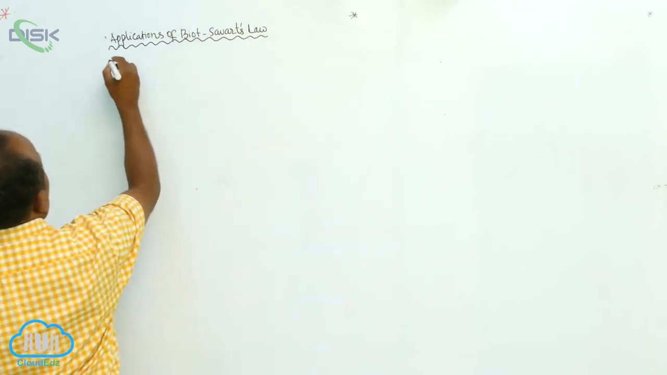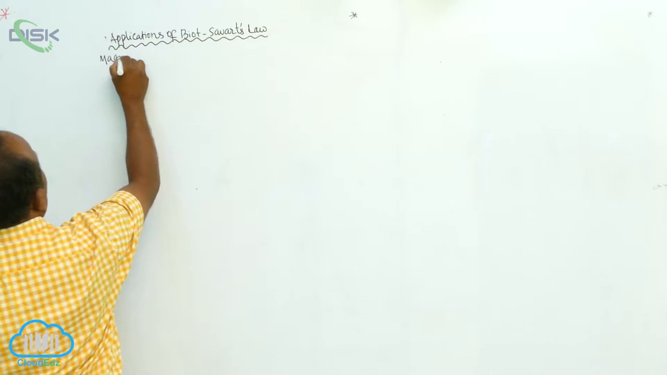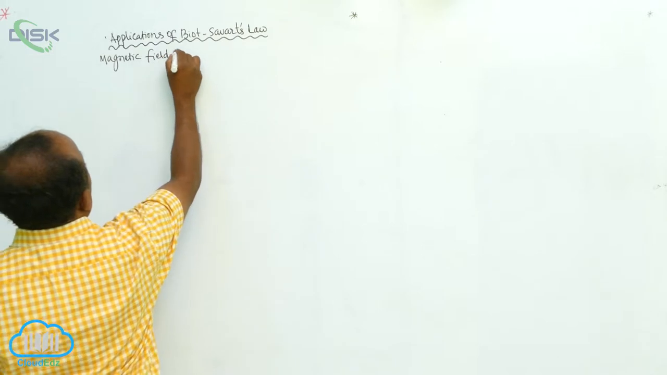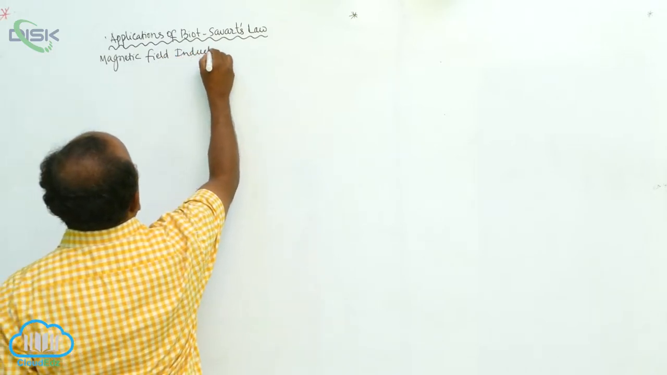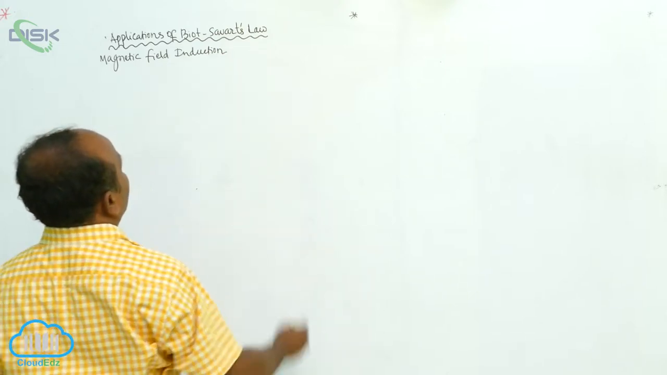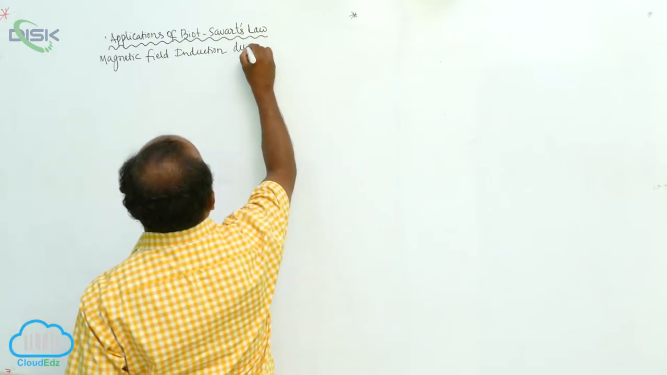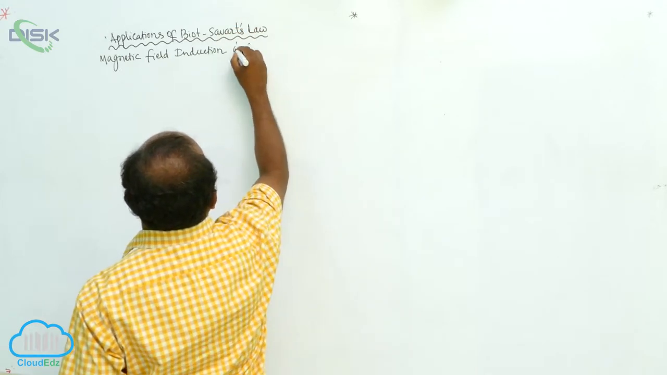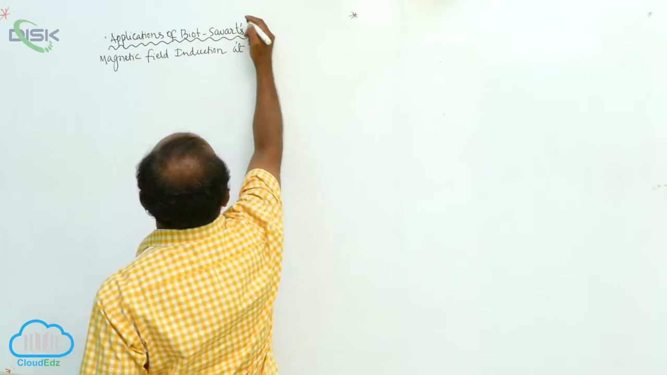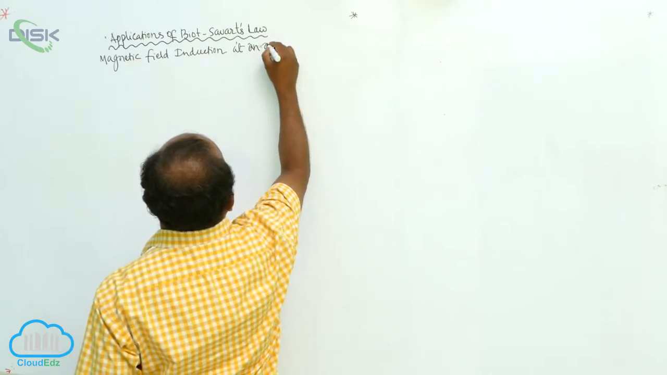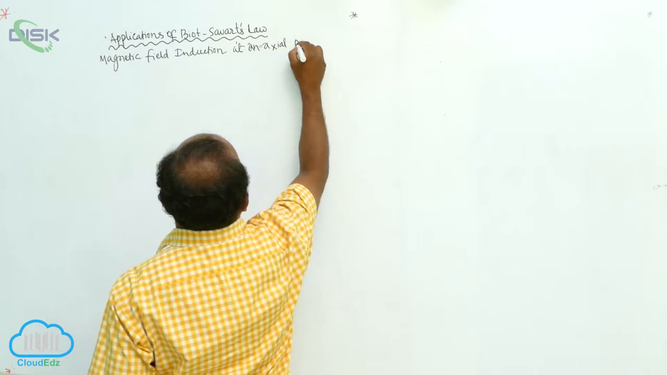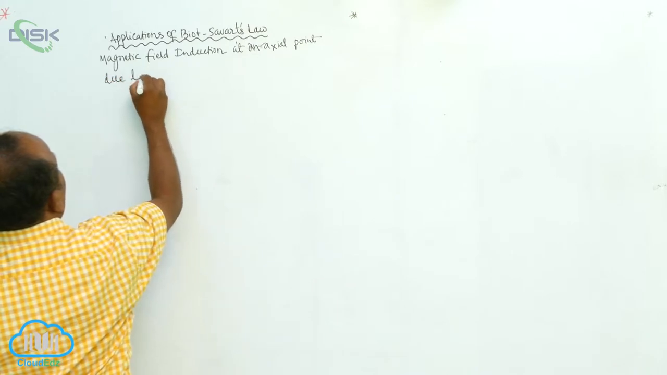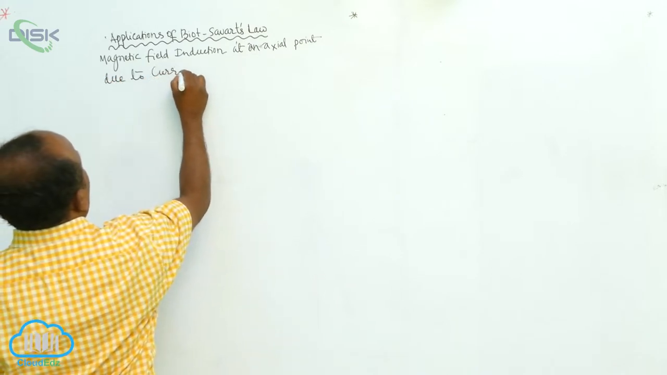Right, second topic: magnetic field induction due to a current carrying circular coil, at an axial point.